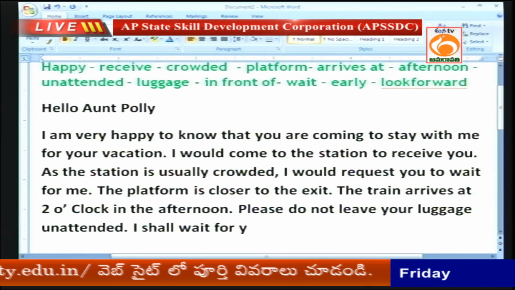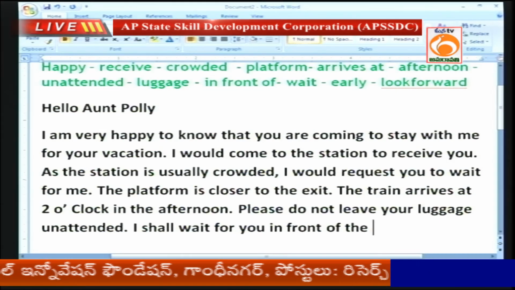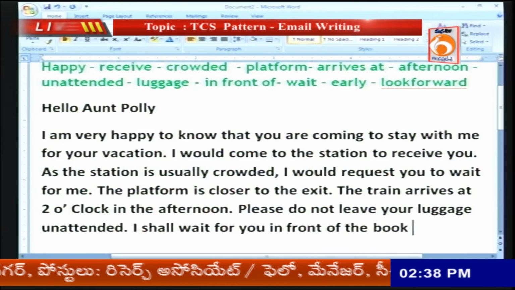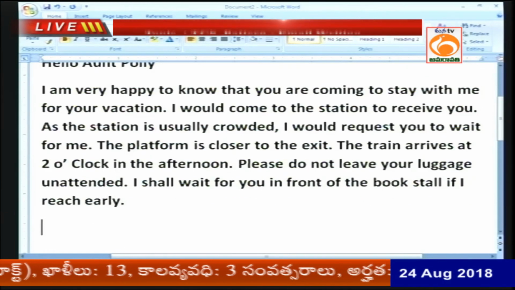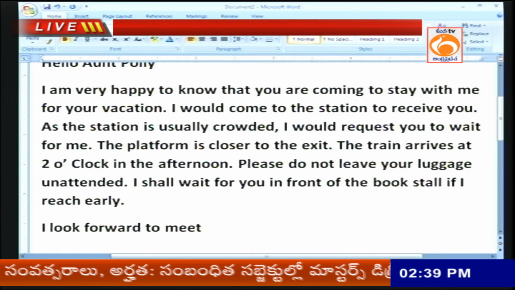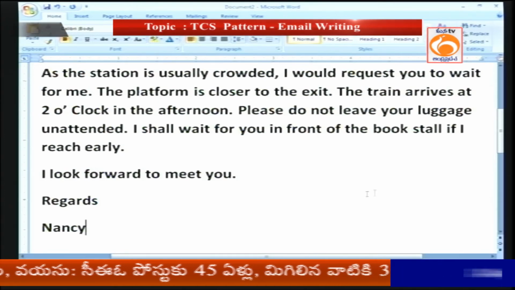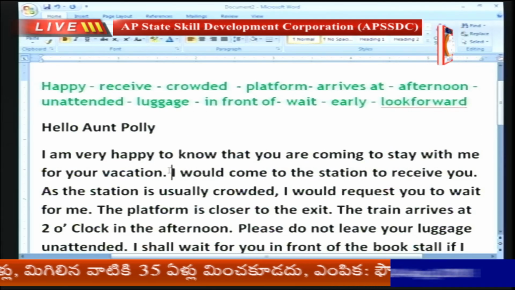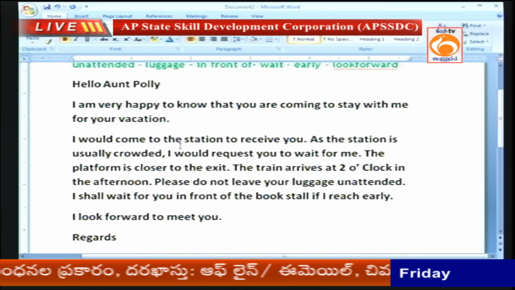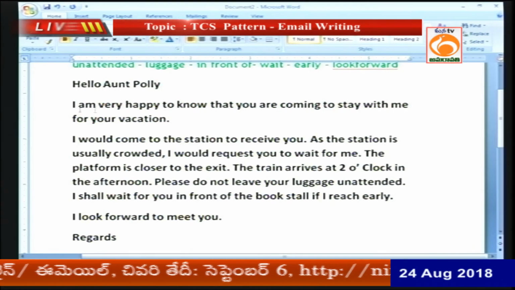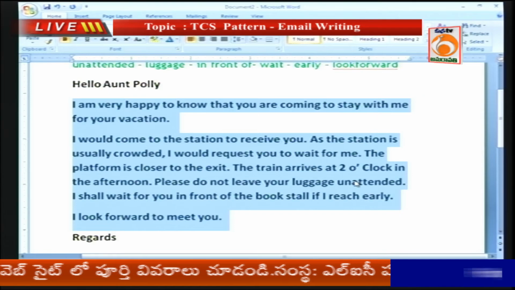Just a moment. If I reach early. I look forward to meet you. Regards, Nancy. Now, what I'm going to do is, I'm going to change the paragraph here. I hope this is visible. Okay. Now, let me count the number of words. It's 85. The rule says 50, but I've used 85 words.